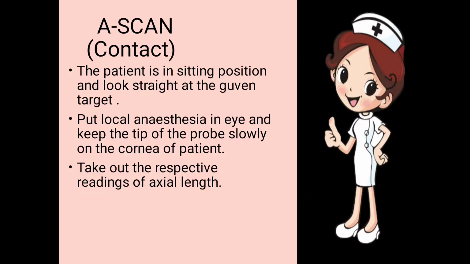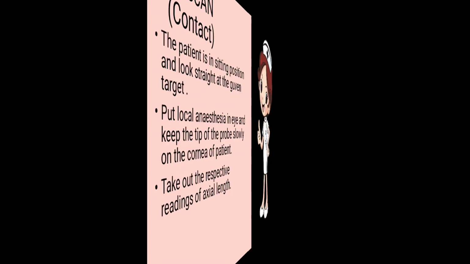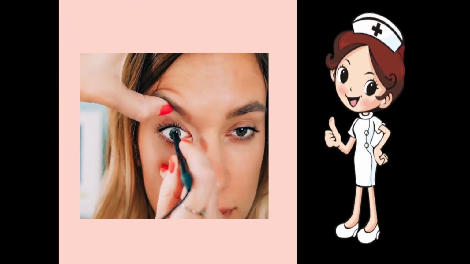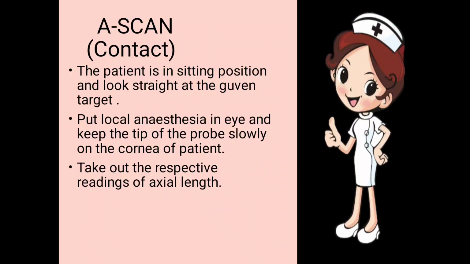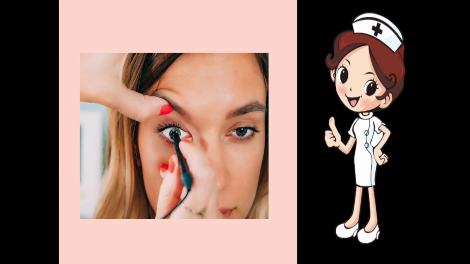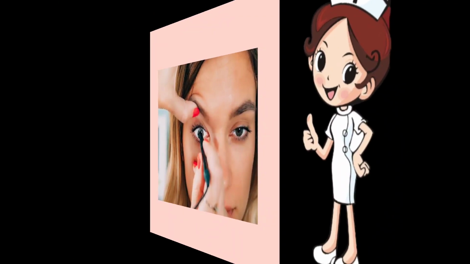Next one is the A scan. This one is the other method, which is by contact. In this case, the patient is in sitting position. This one is the position of the patient in contact A scan. The patient is in sitting position and looks straight at the given target. We will give a target to the patient, and the patient has to look at that target only.